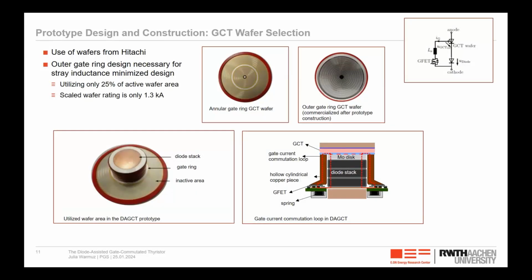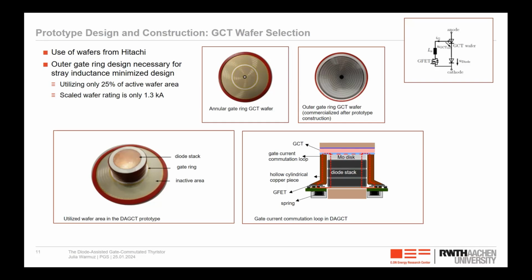When I wanted to design my prototype, the first thing I needed to select was the GCT wafer, and there I had not many options because Hitachi is the only manufacturer in Europe, so I had to use Hitachi wafers. And there the problem was that the highest rated wafer had an annular gate structure. So you see here, the gate contact is in the middle of the wafer. And as I told you, I wanted to decrease the stray inductance as much as possible. That's the whole point of this device.